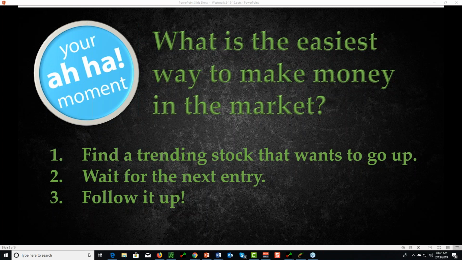The easiest way to make money in the market is to find a trending stock that wants to go up, wait for the next entry into the trade, and then just simply follow it up. I'm going to show you exactly how I do that today and some of the repeating patterns that I use over and over and over in my trading.